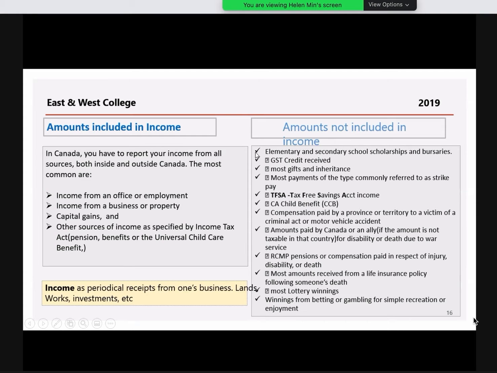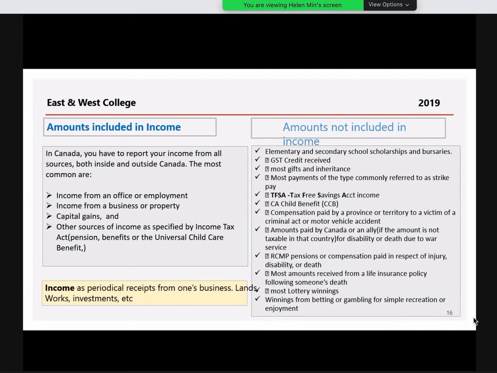The first thing is elementary and secondary school scholarships and bursaries. Basically, the elementary and secondary school student is under 18. Under 18, you don't need to do a tax return. You don't need to pay tax on here, but anyway, they just put it there. So if the student gets a scholarship or bursary, it is tax free. You don't need to put it in T1.